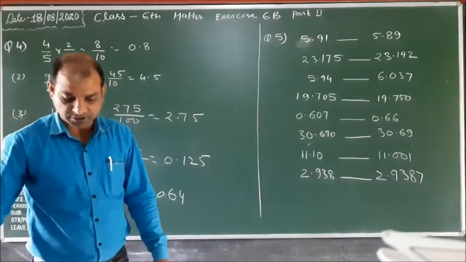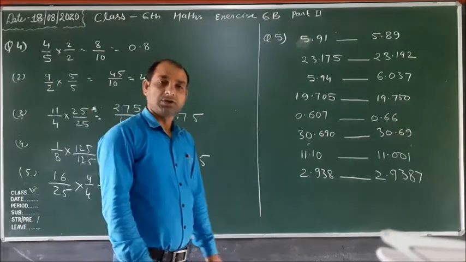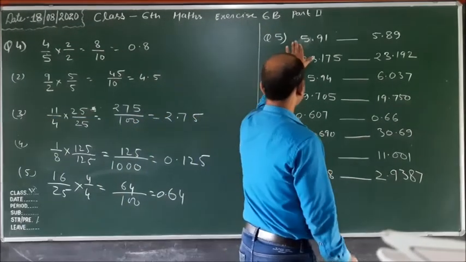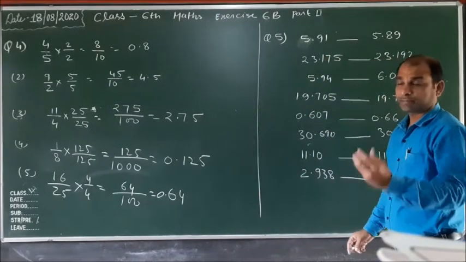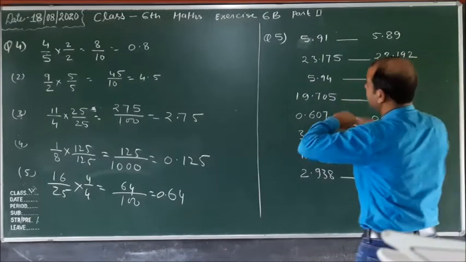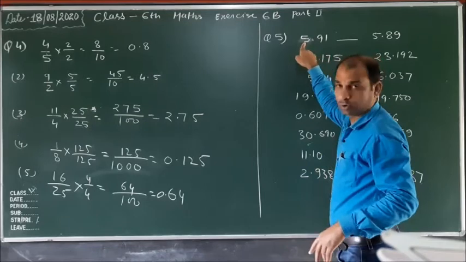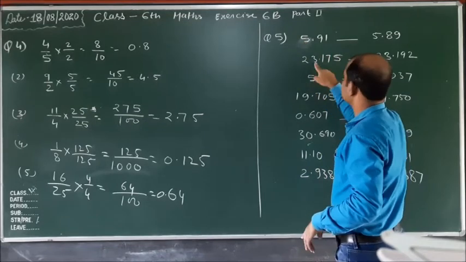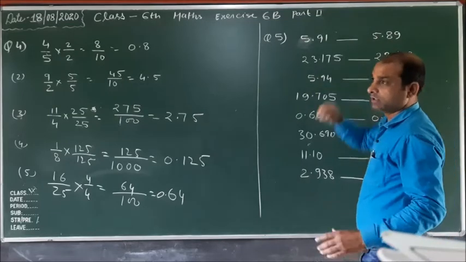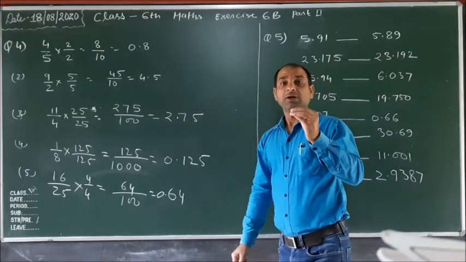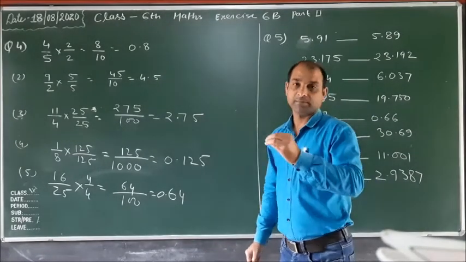Now the next question: compare the following decimal numbers using smaller, greater or equal signs. How do we compare these numbers? First we compare the whole numbers. This is a decimal number and this is a whole number. First we compare the whole number, then we compare the decimal part.